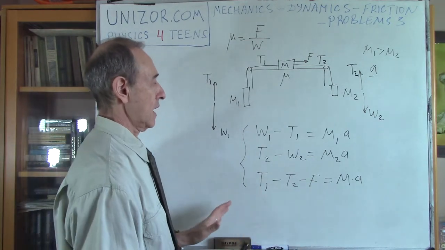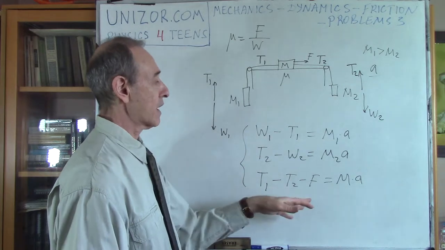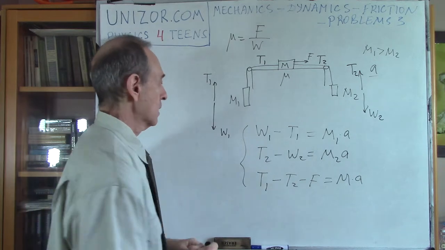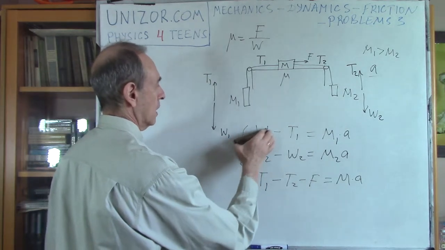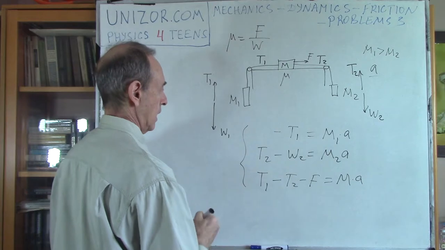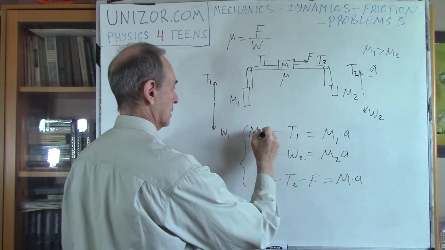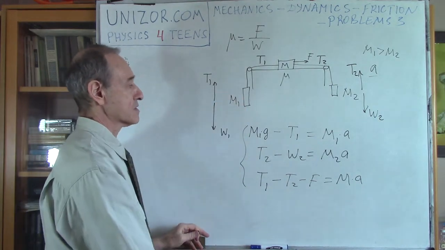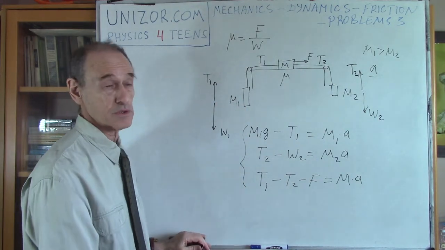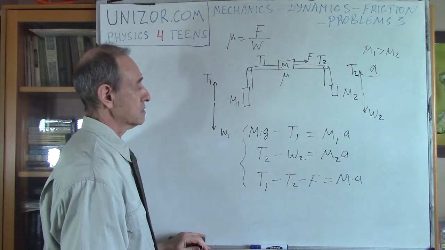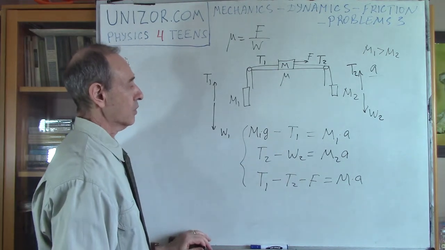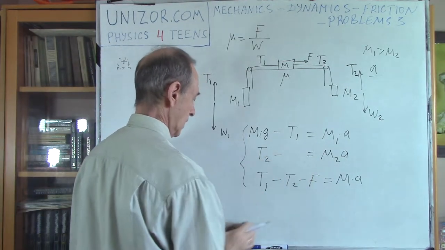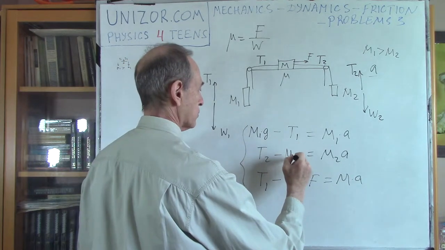All I have to do right now is to express whatever I know in terms of whatever is given. So instead of W1, I will obviously put M1 times acceleration of the free fall, right? Because the force of gravity is equal to, according to Newton's second law, mass times acceleration of the free fall. Same thing here. Instead of W2, I will put M2 times G.